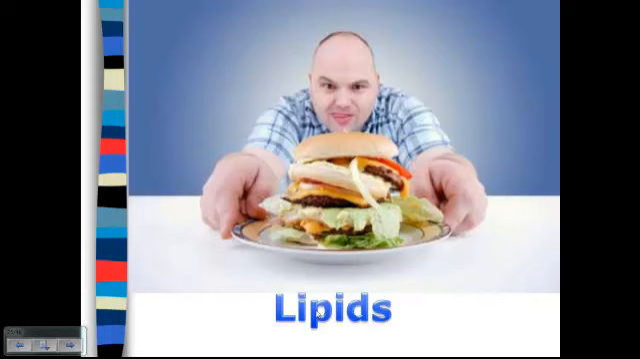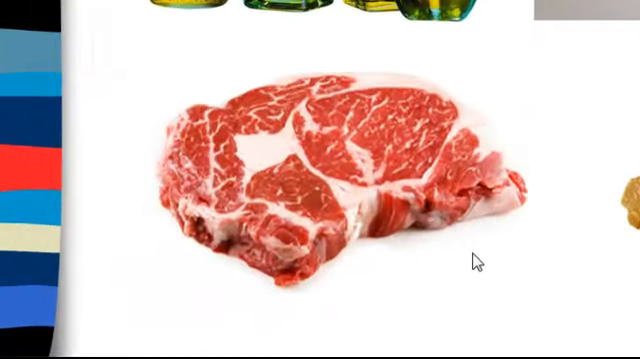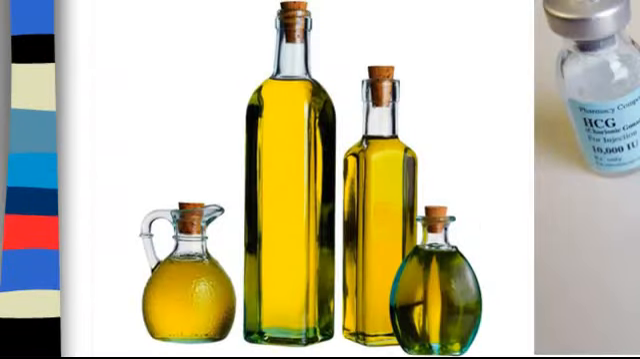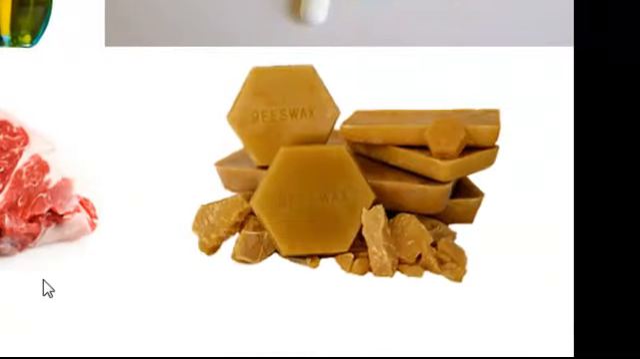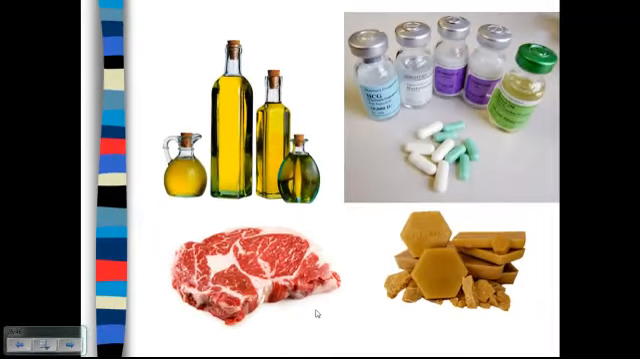Next thing I want to talk about are lipids. Lipids are your fats, you see it all here in the steak, your oils, your waxes, and even your steroids, which are most commonly, we're talking about hormones that exist in your body naturally, and there's the unnatural steroids.